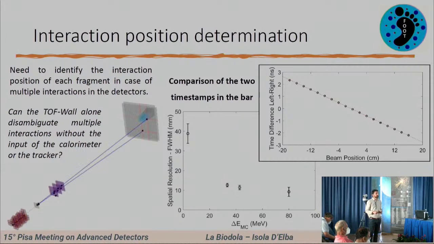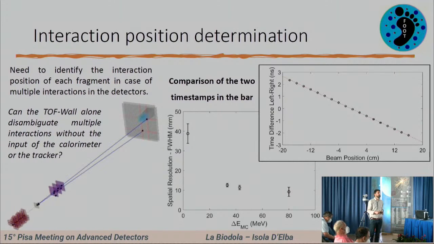comparing the timing timestamps that are collected on the two sides of the bar. As you can see, the time difference between the left and the right side of the bar depends on the interaction position of the fragment. There is a clear linear dependence.